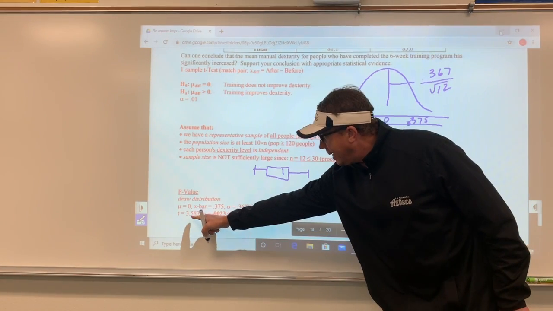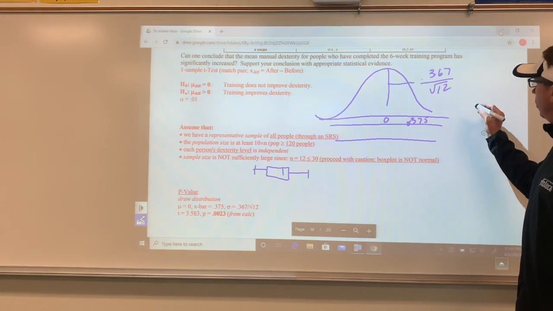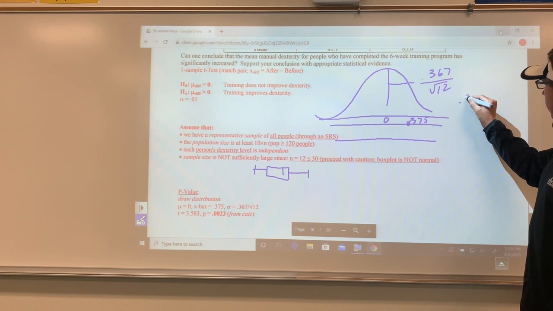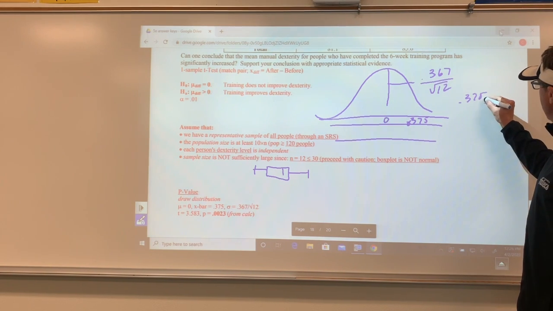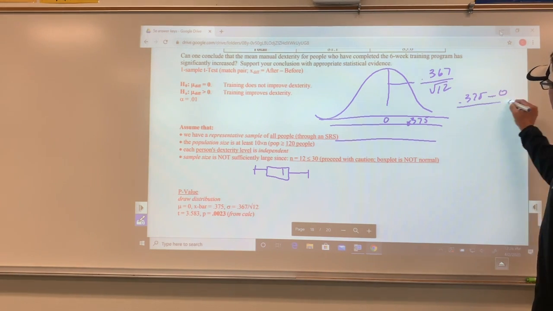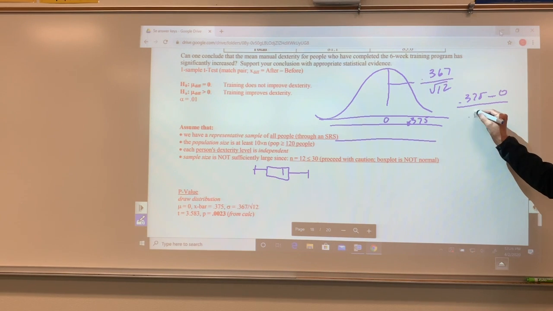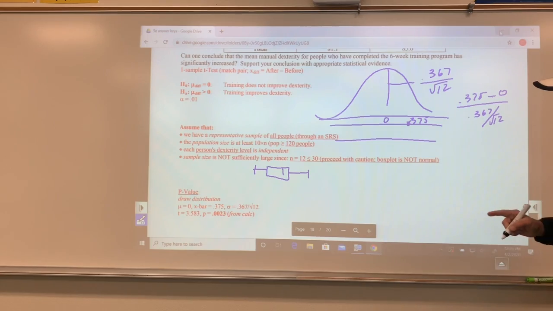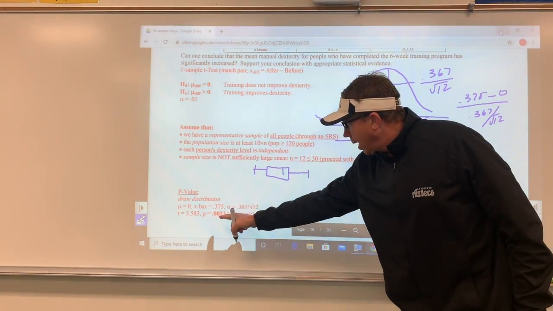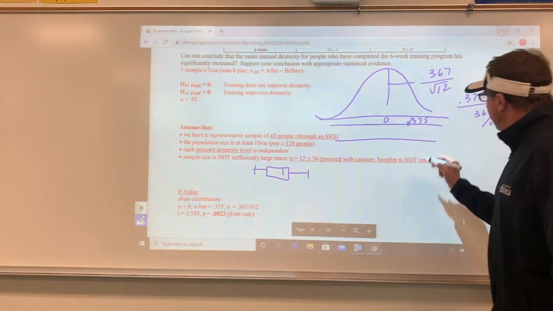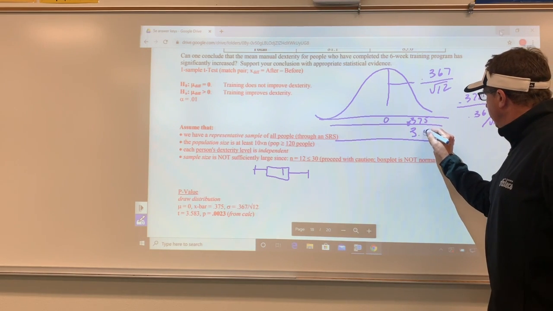To get this t-score right here, what you do is you go 0.375 minus 0 divided by this standard deviation, 0.367 over the square root of 12. And that's going to come out 3.58. And 3.58 is very big.